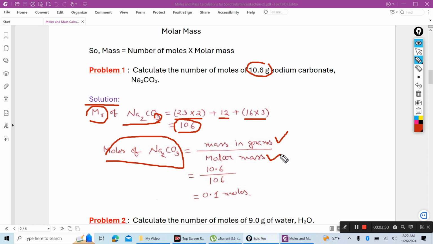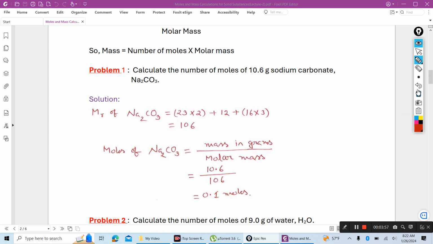Now moles of sodium carbonate equals mass in gram divided by molar mass or molecular mass. Mass in gram, 10.6 gram, is given. Molecular mass you calculated is 106. So moles of sodium carbonate will be 0.1 moles. This is the moles of sodium carbonate.